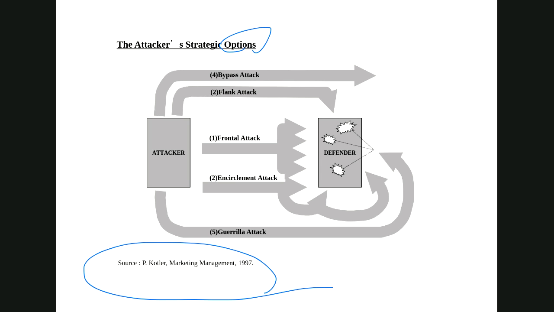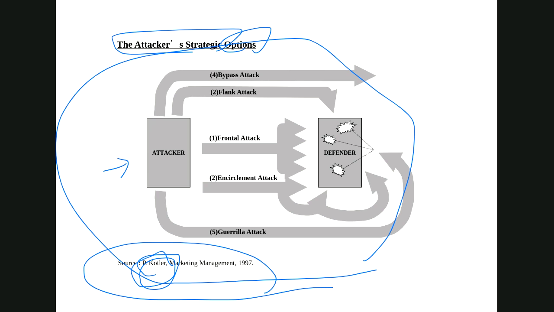Exactly. Philip Kotler. Kotler is the father of marketing, and he introduced the attacker's strategic options like this in order to win at the competition. This is a strategy. These are strategic options, and in order to win against a competitor, we may apply a few strategic options.